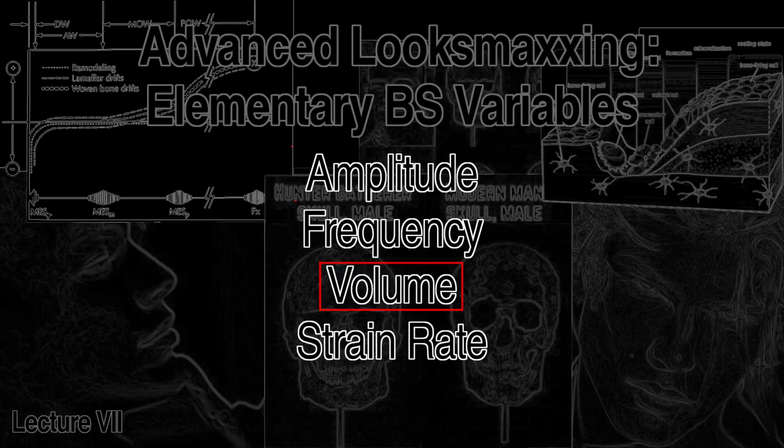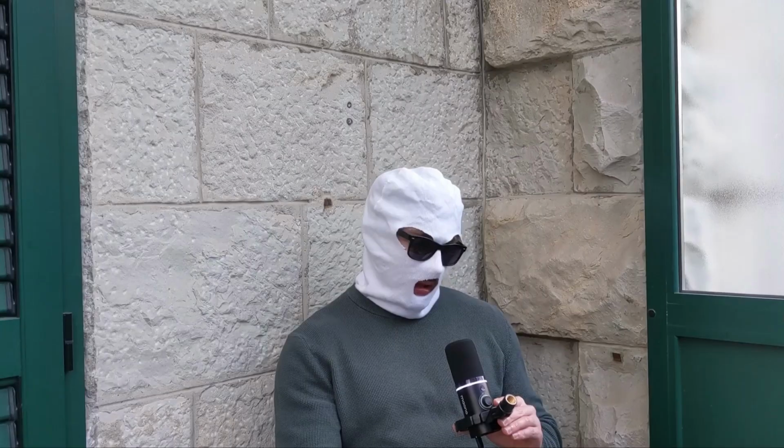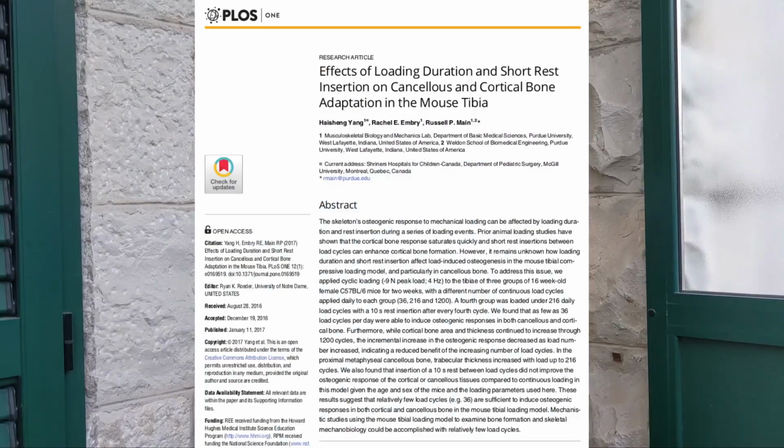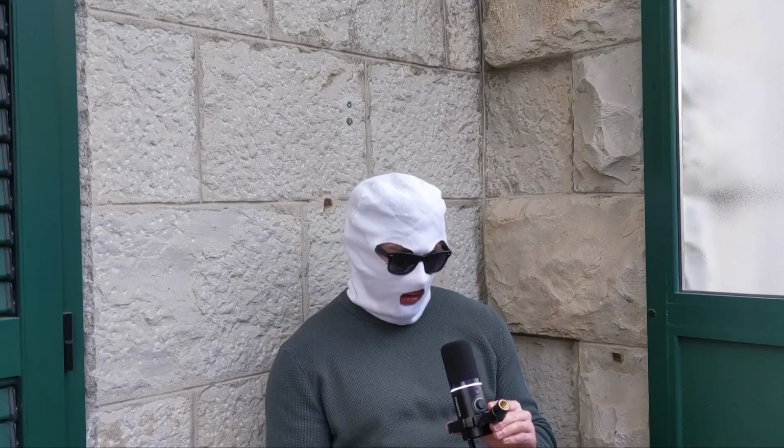Moving over to the third variable, which is volume. And now what volume is basically, as I said, number of cycles. So daily volume would be the number of cycles totaled over the day per area, obviously. So here we have a study comparing volumes of 36 versus 216 versus 1200 cycles applied at a frequency of 0.5 Hz, administered 3 times a week for 2 weeks.